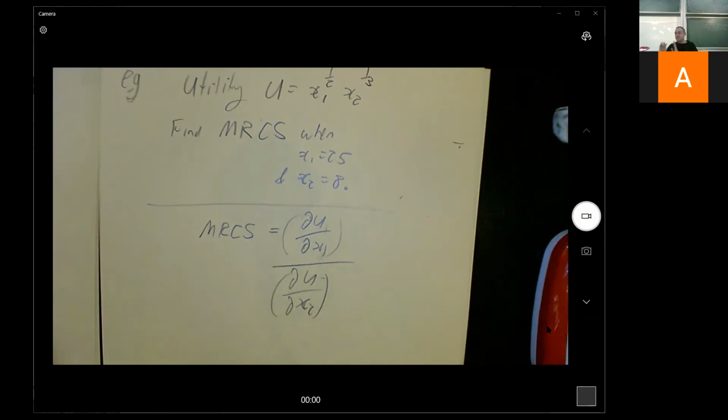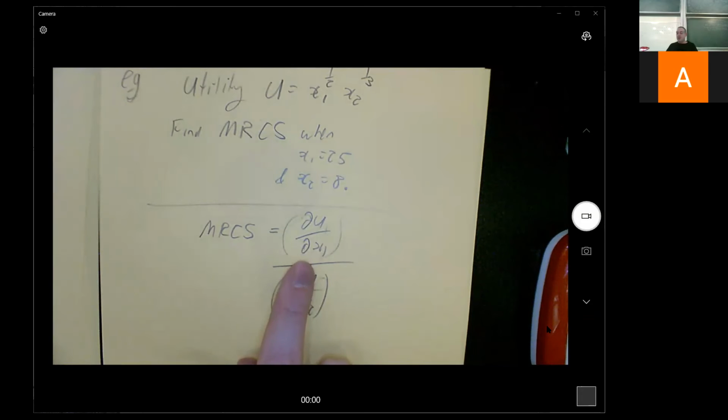All right. Cool. So it's the speed at which the utility is increasing when x1 changes.